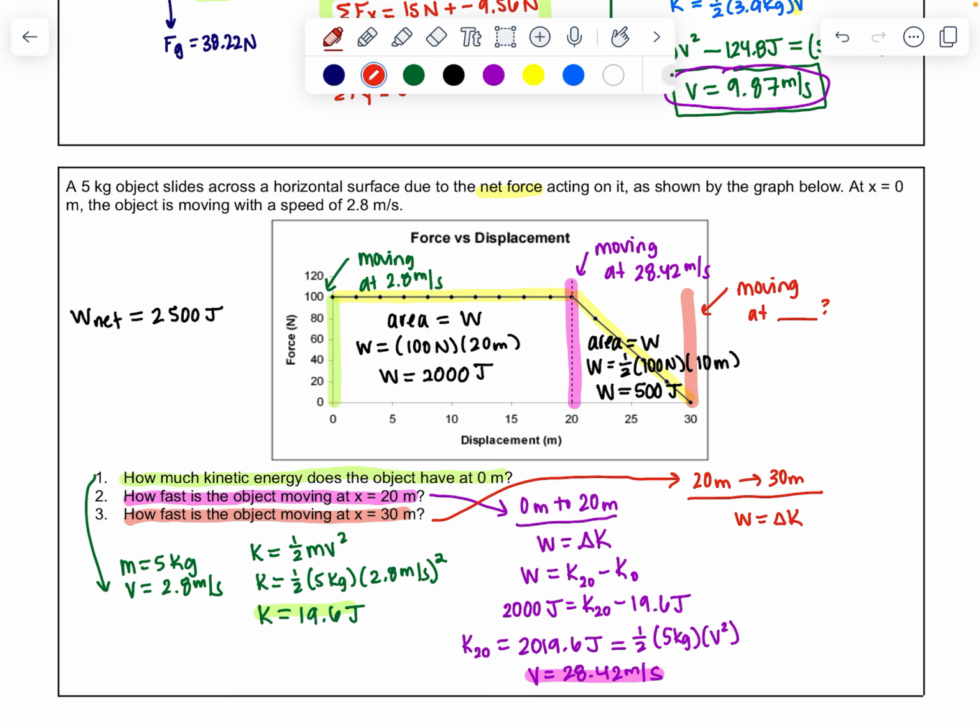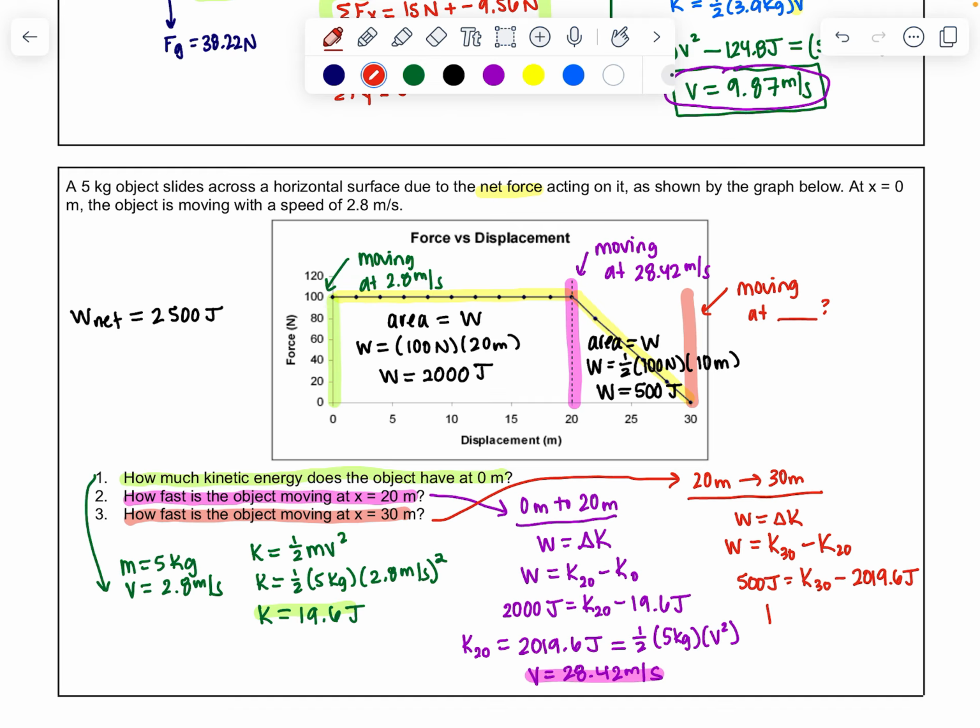We're going to set this up really similarly to what we just did. I know that the work done is going to be equal to the kinetic energy at 30 meters minus however much kinetic energy my object has at 20 meters. And again, we did a lot of this work already. We calculated the area, or the work, to be 500 joules. I don't know the kinetic energy at 30 meters, but I can use that to find the velocity as soon as I get a number. So we're just going to leave that as an unknown. And we calculated the kinetic energy at 20 meters to be 2,019.6 joules in our last video. So we have that number as well.